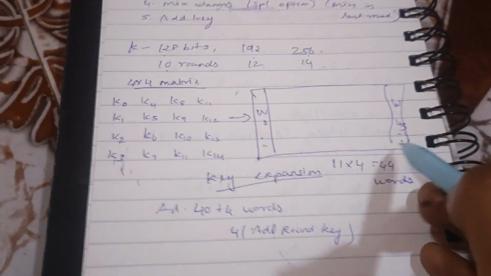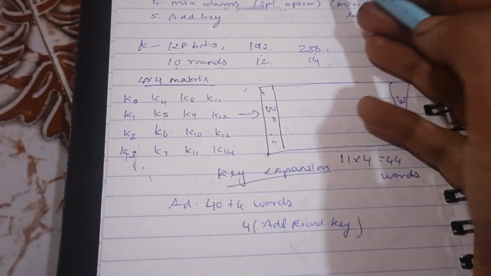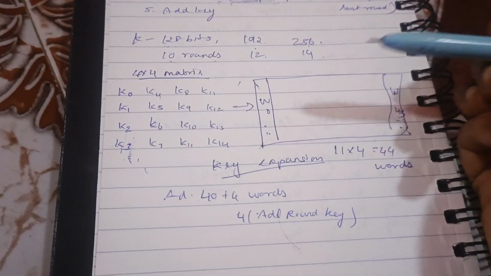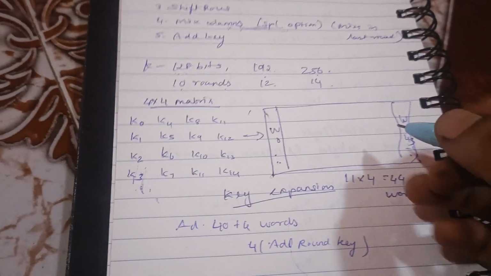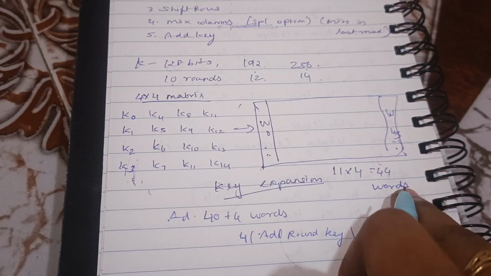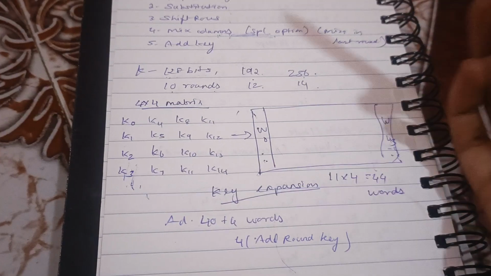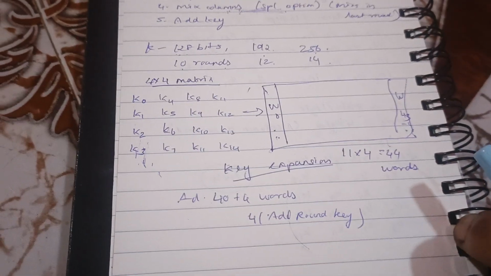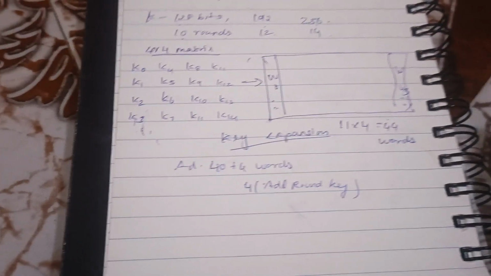From W0 up to W43, totally 44 columns will be there. I told you 10 rounds are there, right? Every round will be taking 4 words, so 10 into 4 gives you 40, and the remaining 4 will be given as input before the first round. So in the first round that 4 words will be given as input, and then in all the 10 rounds 4 words will be given.